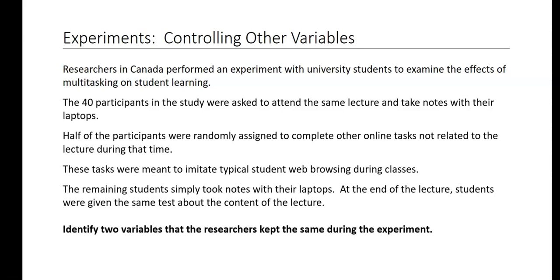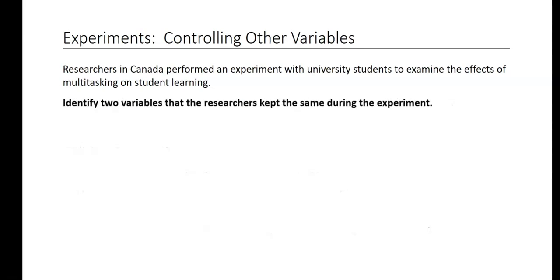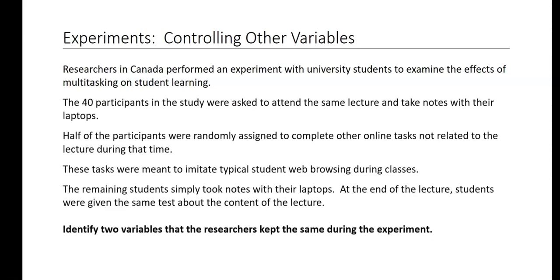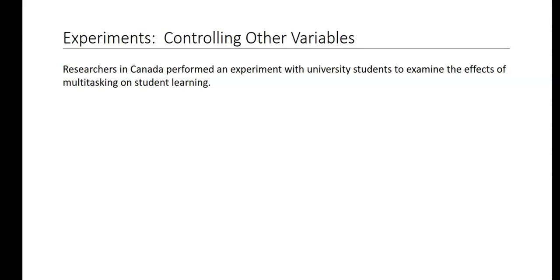Okay, identify 2 variables that the researchers kept the same during the experiment. So what did they keep the same? It says they attended the same lecture. I think they all had laptops. What's the second thing? All students were given the same lecture and they were given the same test at the end. So it did talk about at the end, the same test was given to all of them.